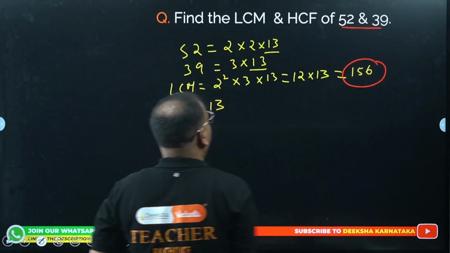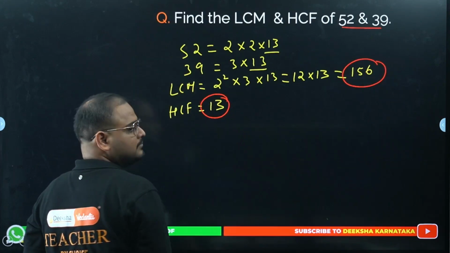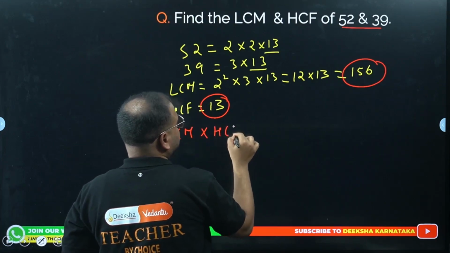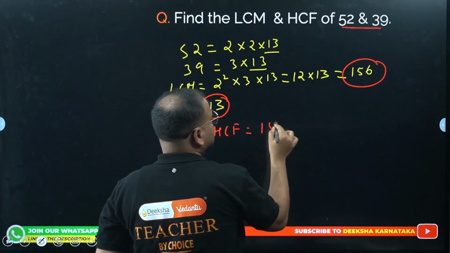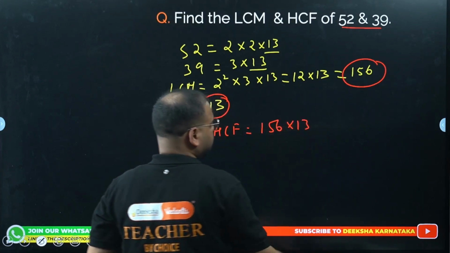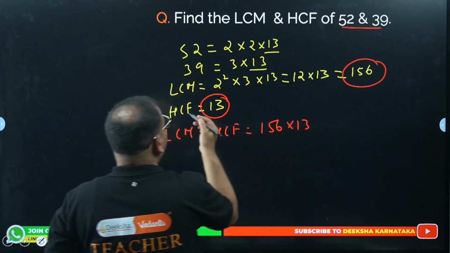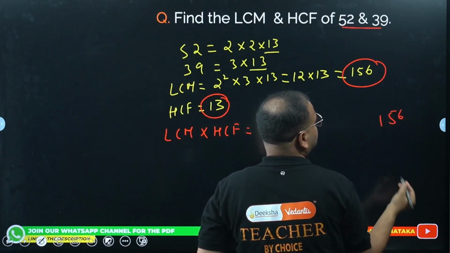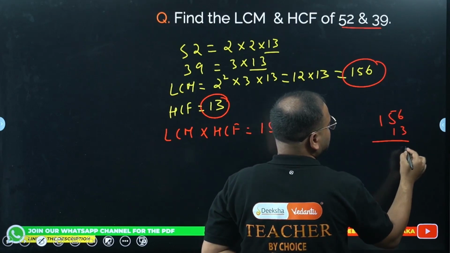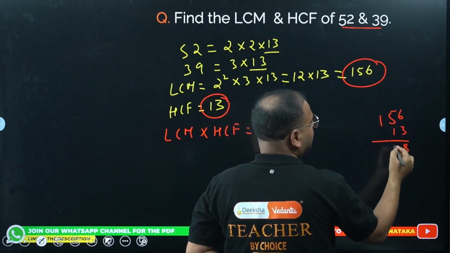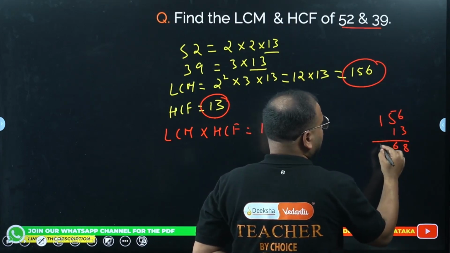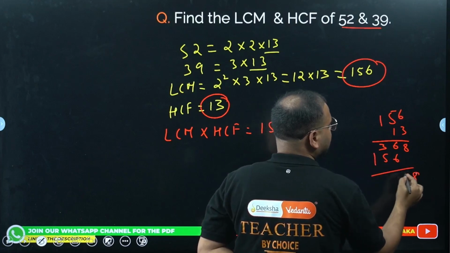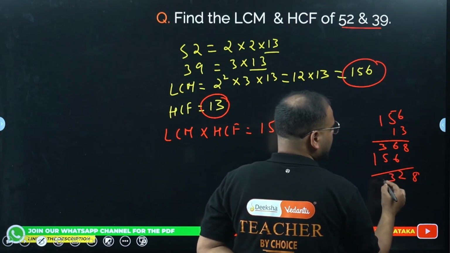156. What's the HCF here? 13. Multiply LCM and HCF. How much is it? 156 times 13. Do it quickly. 6 3s are 18. 5 3s are 15, plus 1, 16. 3 1s are 3. Right? 6 5 1. Sum is 8 2 3.